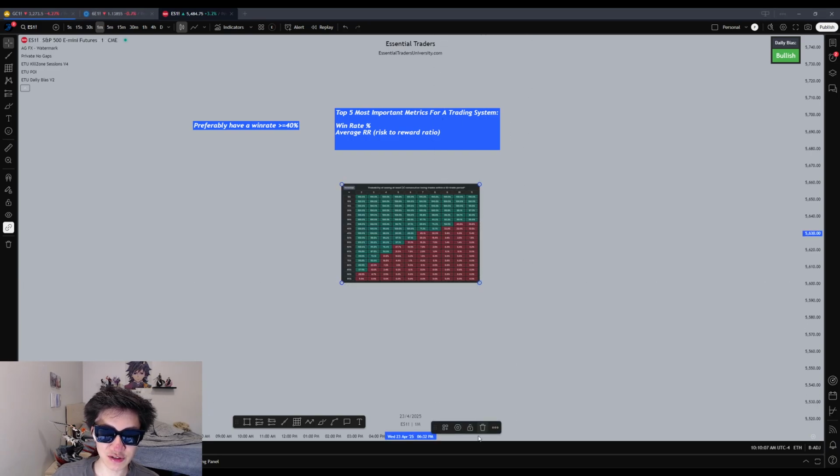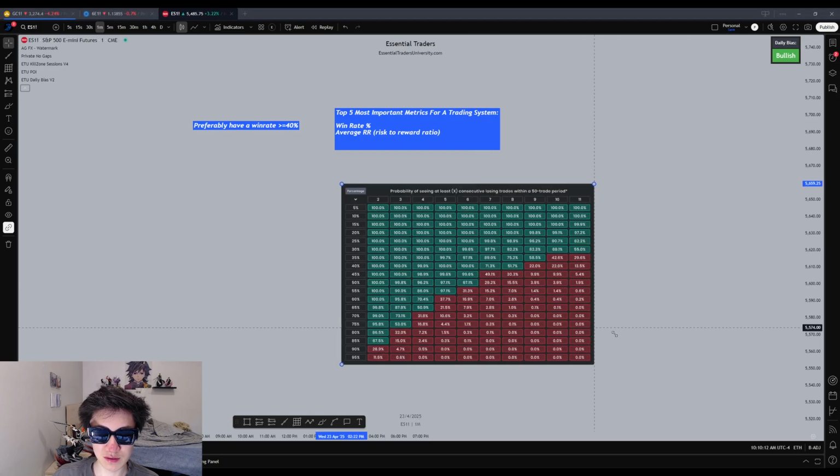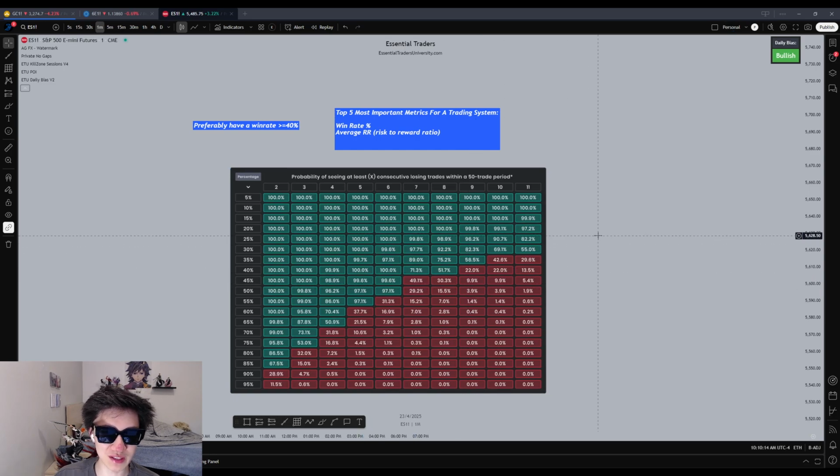So this here is actually a chart I wanted to show you guys regarding win rate. You can see this is just within a 50 trade period, so not many trades.